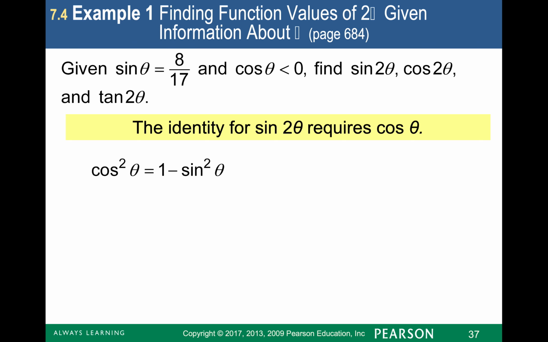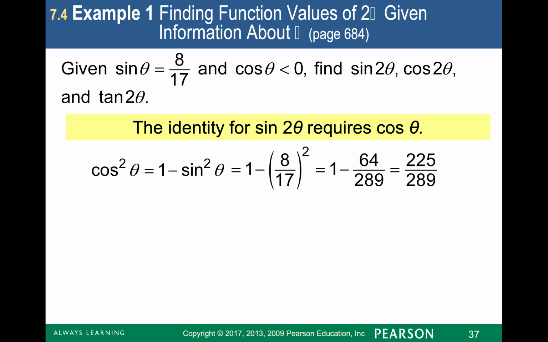So I'm going to look at my Pythagorean theorem, sine squared plus cosine squared equals 1, and solve it for cosine squared. This will allow me to plug in and get my cosine theta because I can square root it. I'm not necessarily plugging directly into the identity for sine of 2 theta, but I am finding cosine theta by taking the square root. You could also sketch the triangle with the hypotenuse of 17 and a y value of 8 and use the Pythagorean theorem to find 15.